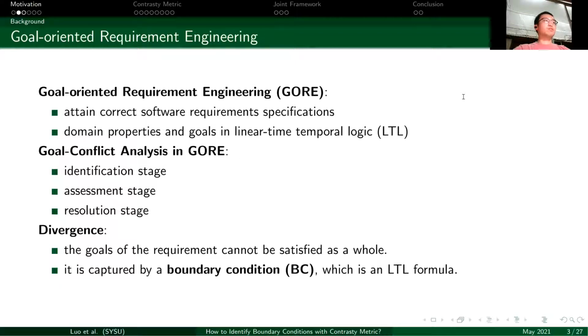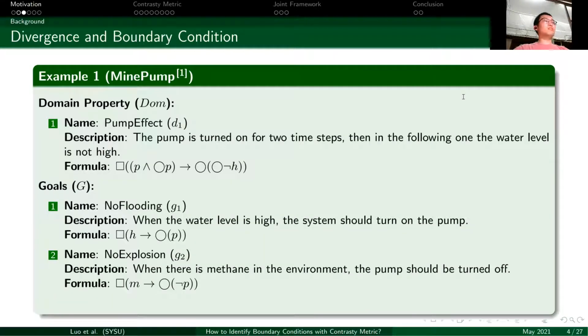A divergence is captured by a boundary condition, BC for short. Intuitively, the BC characterizes the particular circumstances where the goals of the requirement cannot be satisfied as a whole. Let's look at an example.